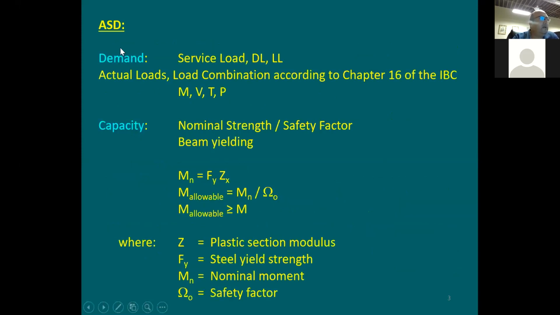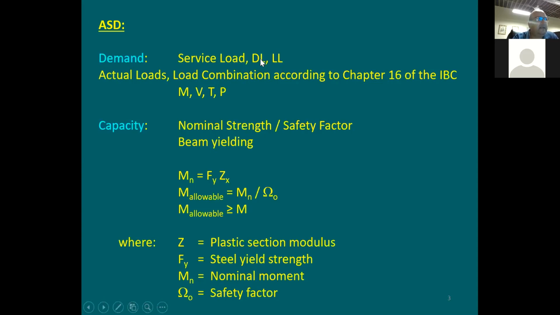For the ASD, when it comes to the demand, it's going to be the loads as they occur. There is no multiplier to these loads. For example, you're going to have the service loads. This is what we call here the loads as they happen. Dead load is going to be the self-weight of the structure itself and self-weight of items. Live load is going to be the occupancy load that you put to the structure.